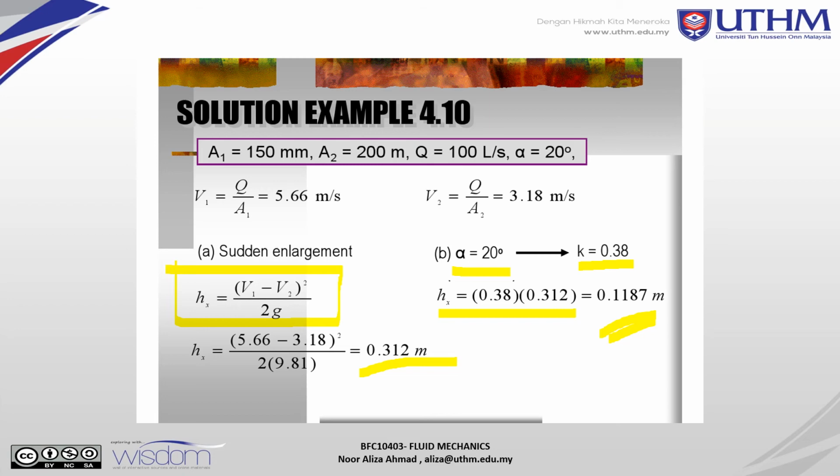You must find velocity 1, so we get 5.66 meters per second, and velocity 2, so we get 3.18 meters per second. Using A1 and A2 here, you can find V1 and V2, using the same Q.